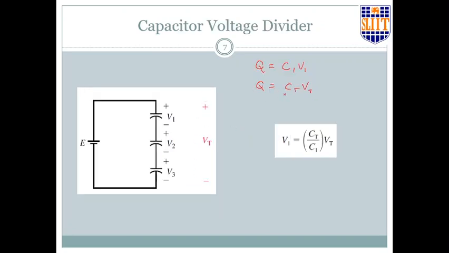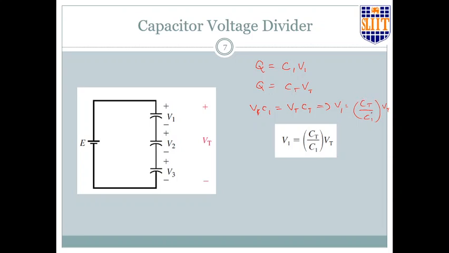So if you divide one by the other, or these can be equal to each other, therefore V1 C1 is equal to Vt Ct. So from that you can get V1 is equal to Ct over C1 Vt.